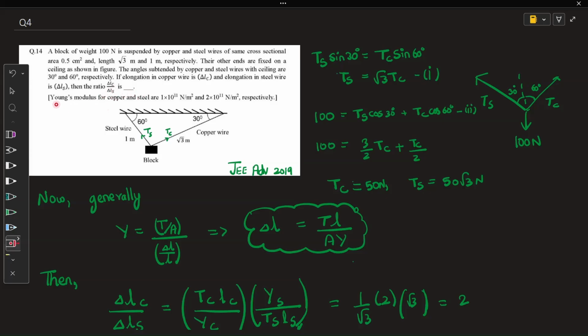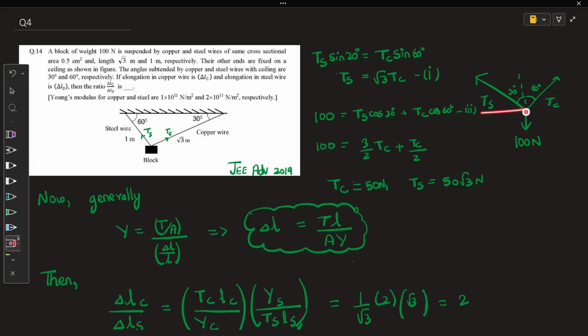So they have given the values of Young's modulus for copper and steel wires. Okay. And this is the particular arrangement. This is a JEE Advanced 2019 question. Okay, let's work on it. The first thing, simple. We can find TS and TC, a basic NLM question.